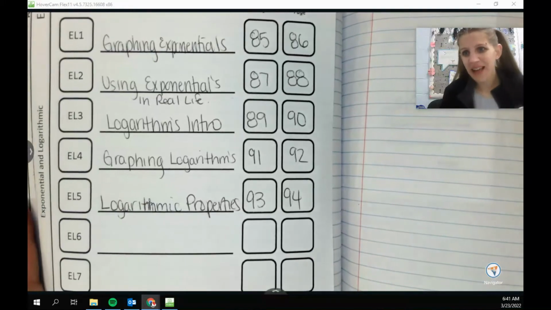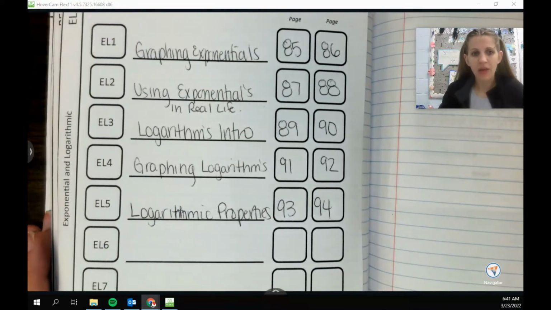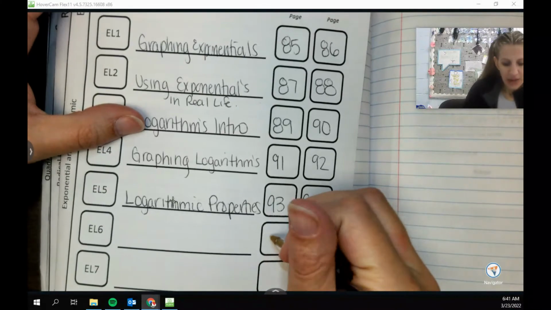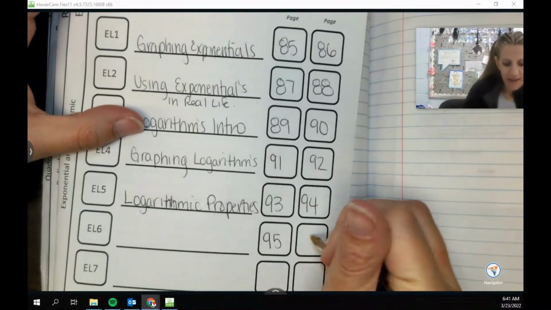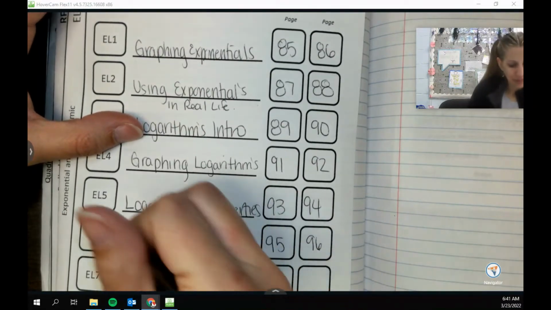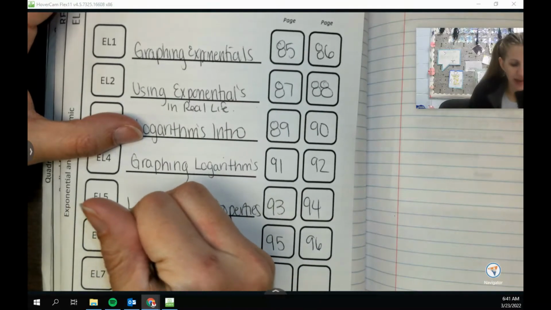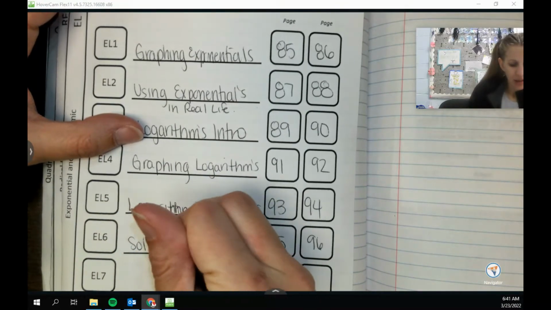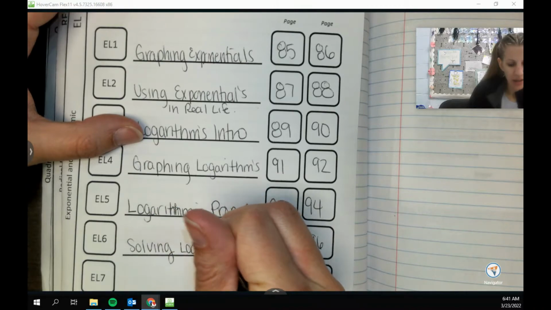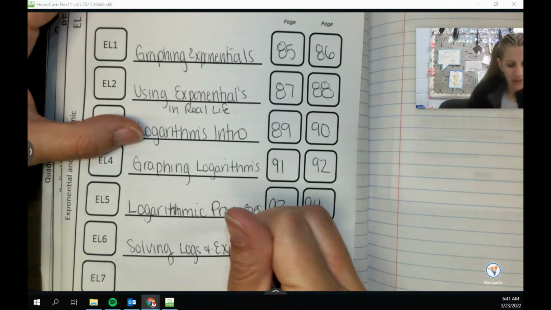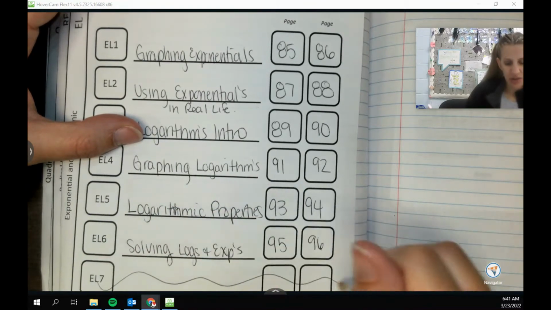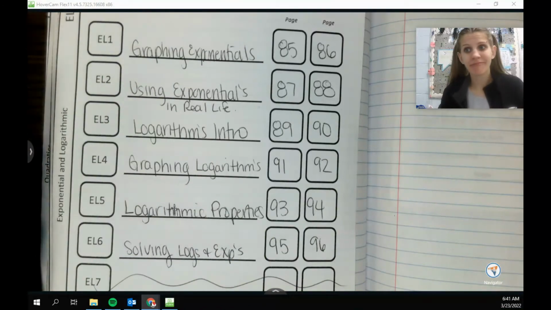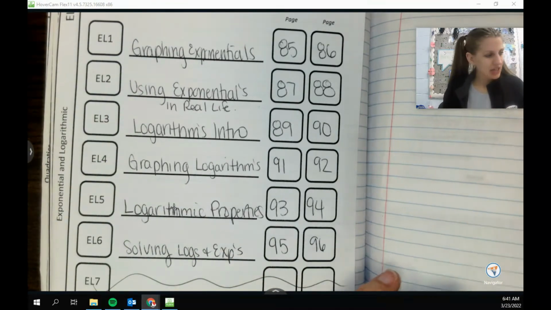All right, guys, we got our last section to talk about with logarithms and exponents. So we're going to add pages 95 and 96, and we're going to talk about solving logs and exponentials. So this last one, that's just a goof. Alrighty, let's turn to there.